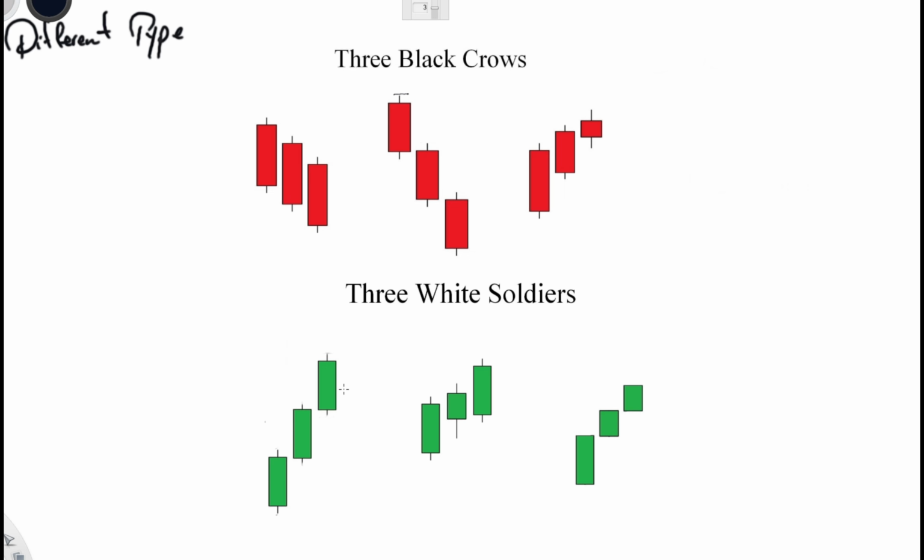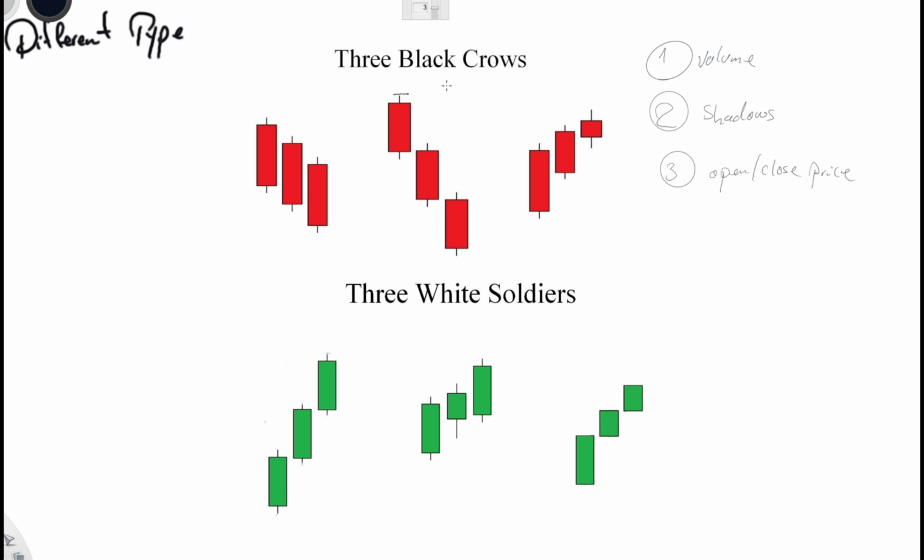Here we have three types of black crows and white soldiers patterns. What shows the credibility of these patterns are, first, volume, second, the shadows, and third, the open and close price of the candles.